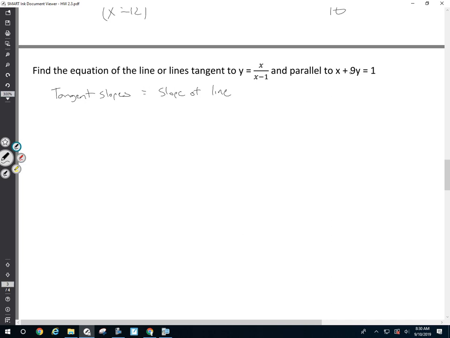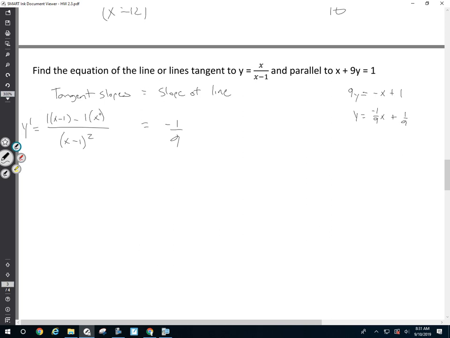This is my line. I don't know what the slope is, but I can figure it out by subtracting x and solving for y, because I'll put it in y equals mx plus b form, or I will put it in a form where I can take the derivative of y and just get negative 1/9. So my tangent slopes need to equal negative 1/9. My tangent slopes are formed by a tangent slope generator. The tangent slope generator, I have to use the quotient rule: derivative of the top times the bottom, minus the derivative of the bottom times the top, all over the bottom squared.